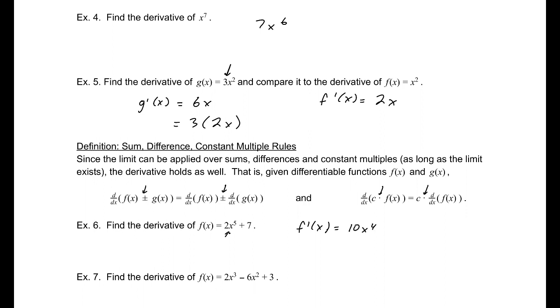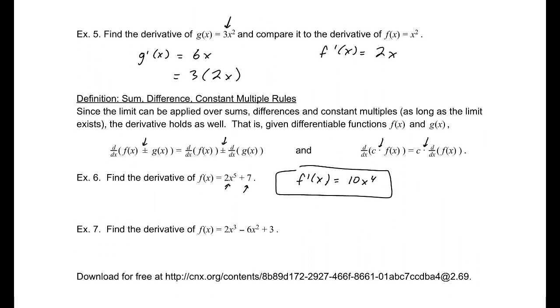Using our power rule, we ignore the 2, we say 5 times 2, and then make that x to the 4. The derivative of just 7 is 0, so we would say plus 0, or not write it at all in that case. And there is our derivative function.